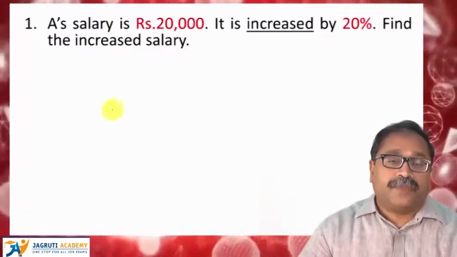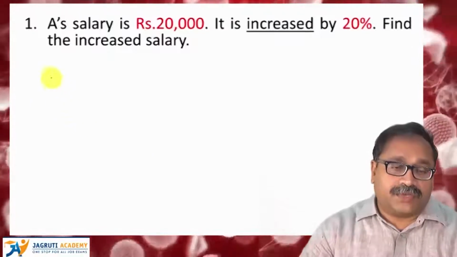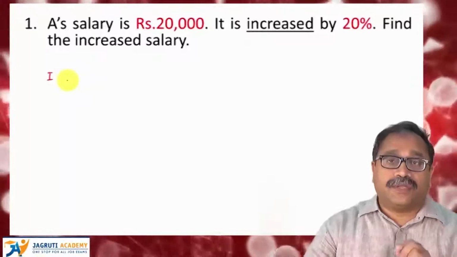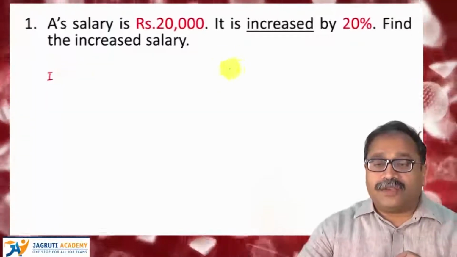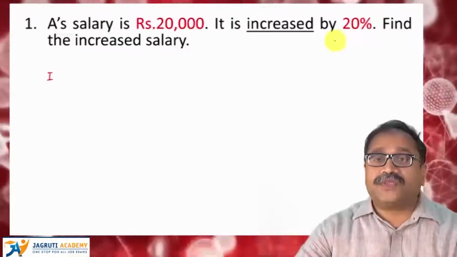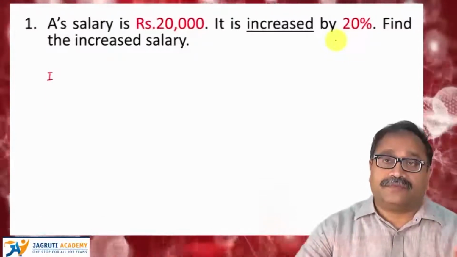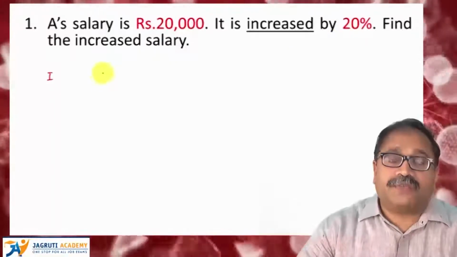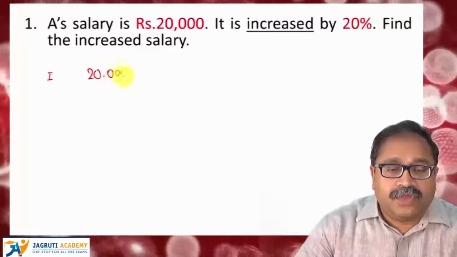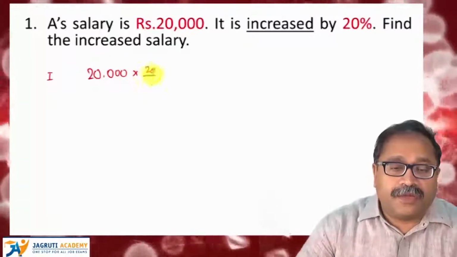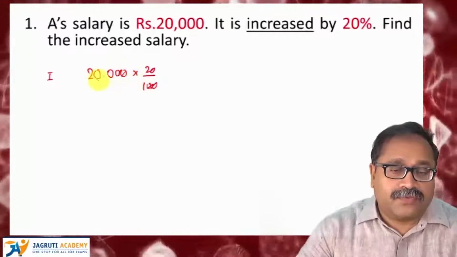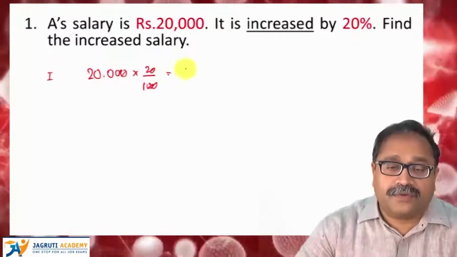So let's begin. There are two ways I can approach this question. The one way is, as 20,000 is there, the present salary, I will calculate the 20% of that, and that increased part will be added to 20,000. Let's see this. What is 20% of 20,000? So 20,000 into 20 by 100, which comes to 4,000.